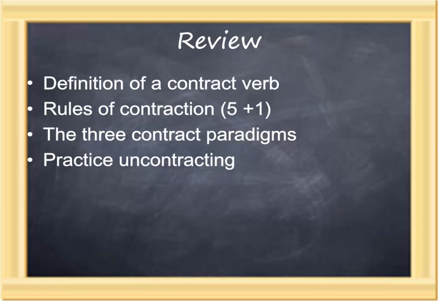In this lesson, we've defined a contract verb as a verb, the stem of which ends in either alpha or epsilon or omicron. We've looked at the 5 major rules of contraction, plus 1 extra rule. We've gone through the 3 major paradigms, agapao, poieo, and pleirao, and we've done a little practice uncontracting the forms. It's now up to you to do further practice and raise your questions on the discussion board so that we can master this topic.